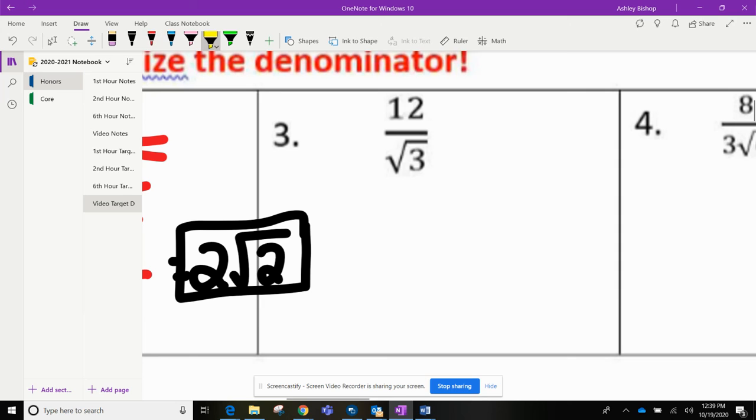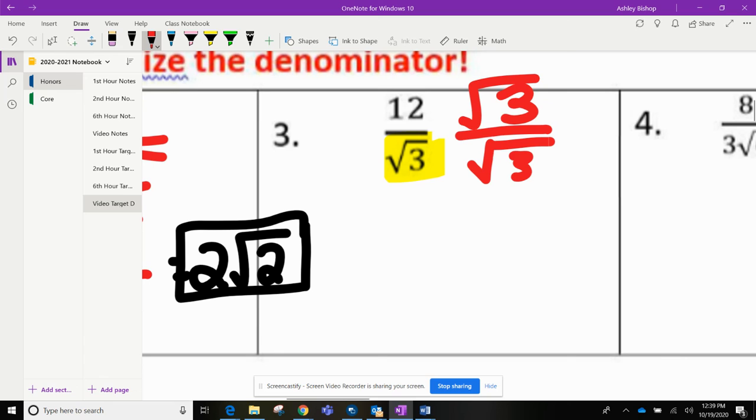I have this problem, and I notice I have the square root of 3 in the denominator, so I need to get rid of that. So I'm going to multiply both sides of my fraction by the square root of 3 now, because that's what's in the denominator. I'm going to multiply across.